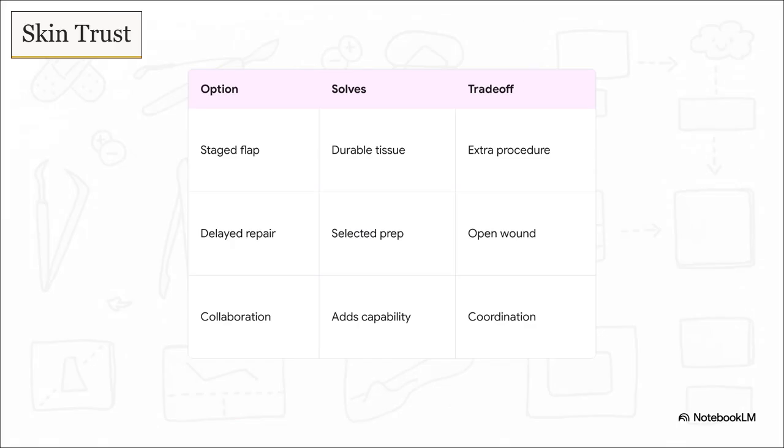And if those first options just aren't cutting it, the pathway expands. A staged flap brings in durable tissue in planned steps. It's highly reliable, but the trade-off? Well, you're looking at a temporary tissue bridge and an extra procedure. A delayed repair allows for selective planning or preparing the graft bed, which means a temporary open wound period. Finally, collaboration. Sometimes the absolute best decision is to bring in another reconstructive specialist to add microsurgical capabilities, deeper anesthesia, or even a hospital setting. Ultimately, the best repair is always the least burdensome option that reliably protects your function and contour.